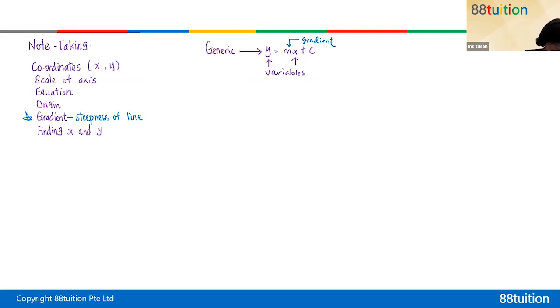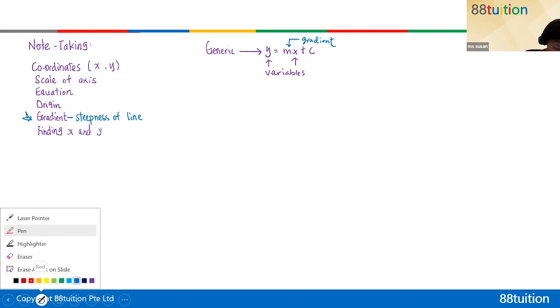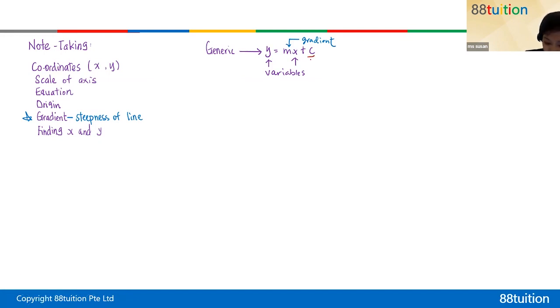The last thing here is called c. We call it the y-intercept, and this y-intercept is a constant value. That's why you don't see any variable of x, nor any variable of y. So this is just the characteristics of a linear function.